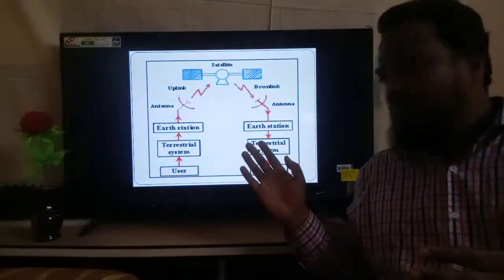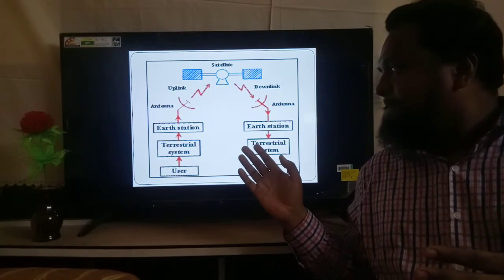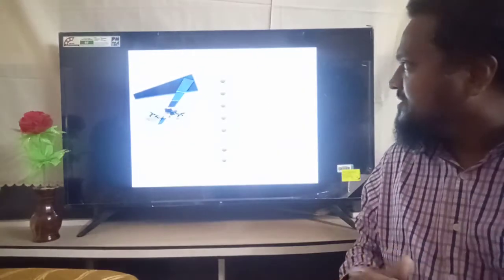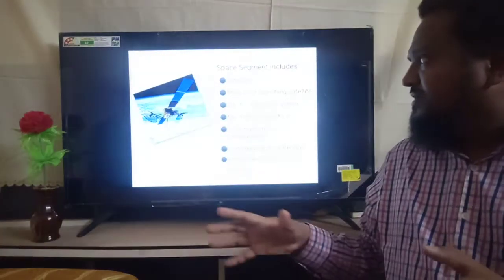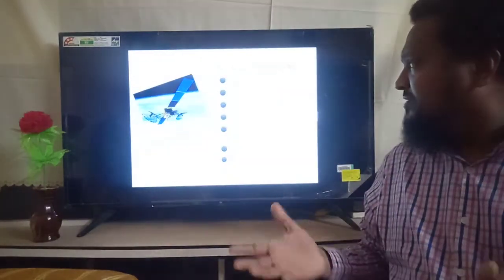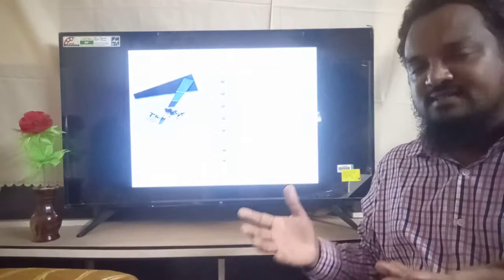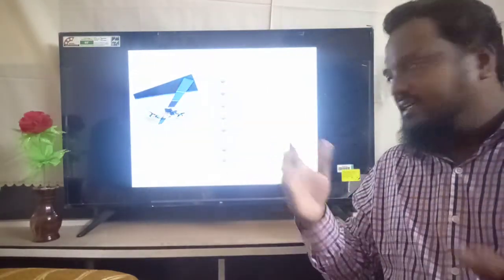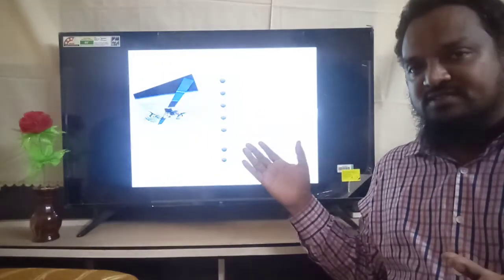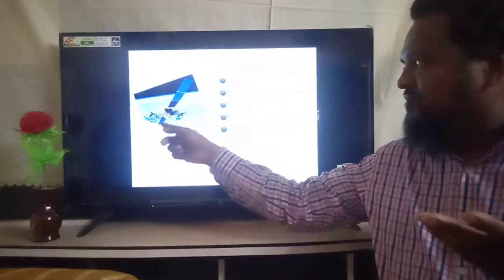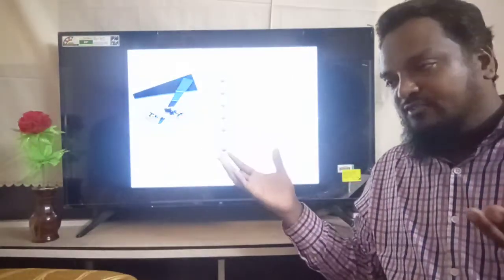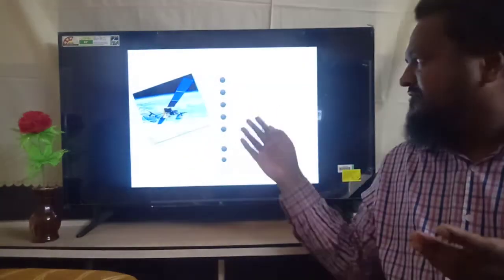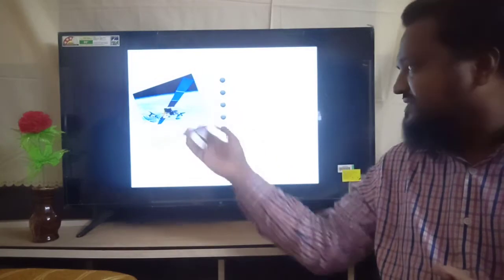Okay, next slide. Now the space segment. Our space segment includes the satellite itself, which has its own launching system and jet system. Second is the electrical power system. It has its own solar panels. These solar panels give energy to the battery backup, and the battery gets charged using the solar system. Then it has its own mechanical structure.